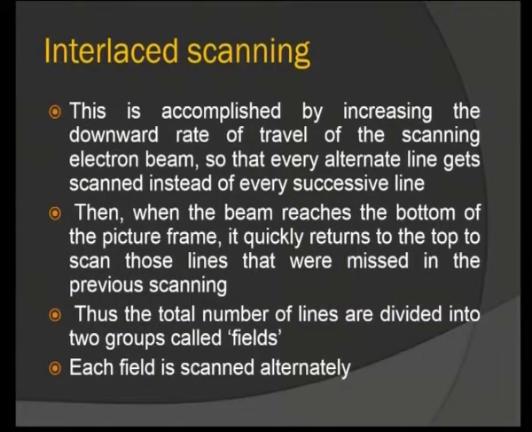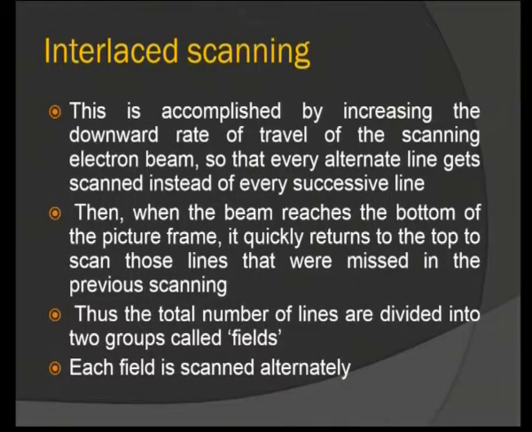All this is achieved by one thing, that is by increasing the downward rate of travel of the scanning electron beam. Scanning is done by an electron beam, which converts the electrical signals that fall on the screen to make picture elements visible, so that every alternate line gets scanned instead of every successive line.